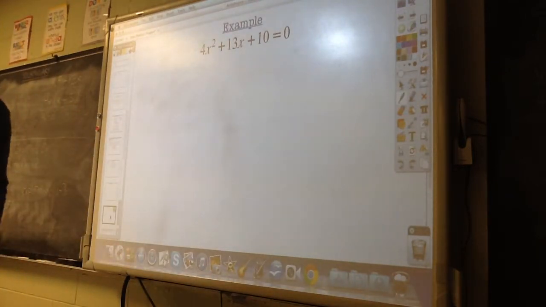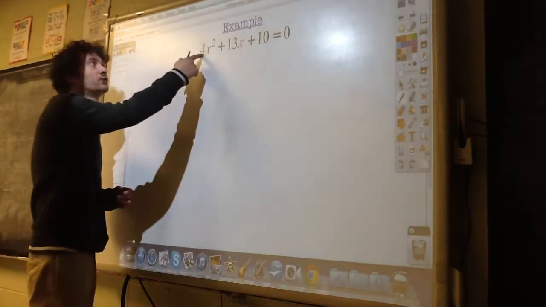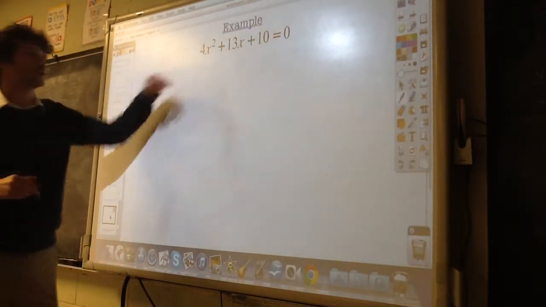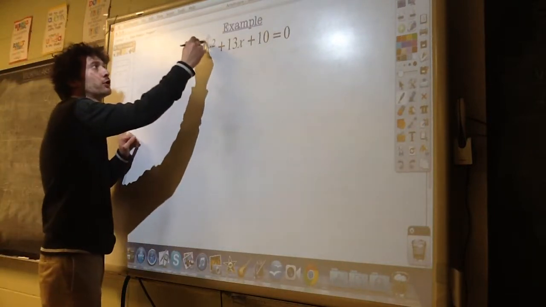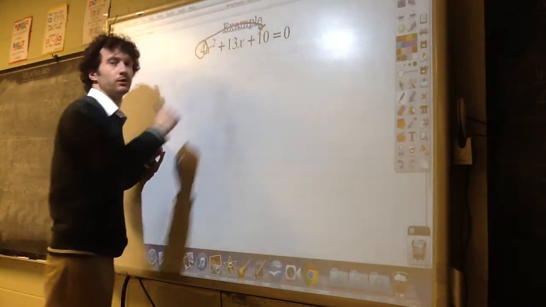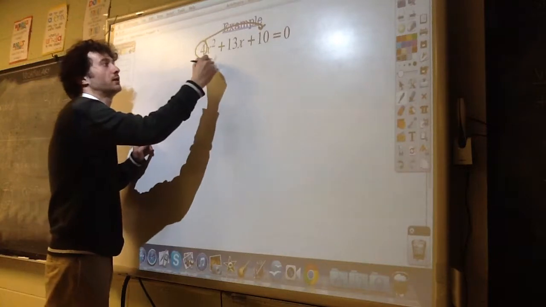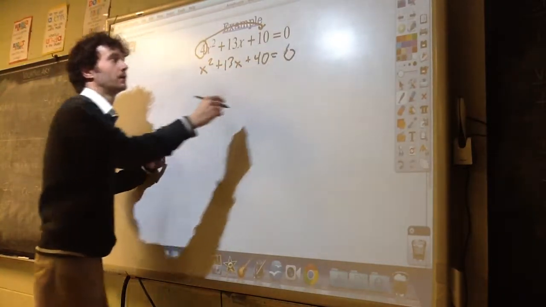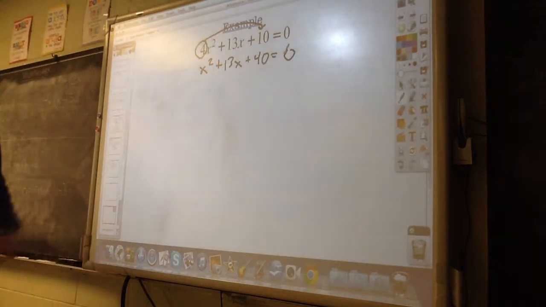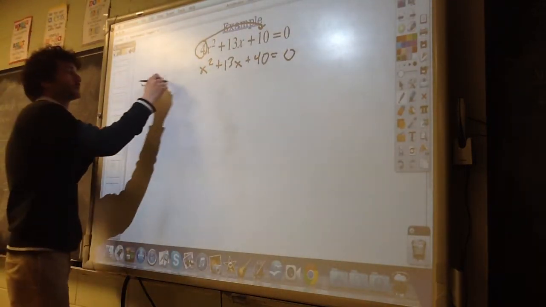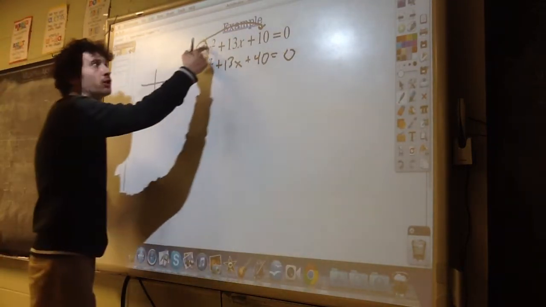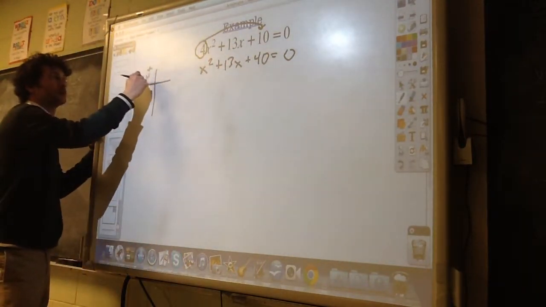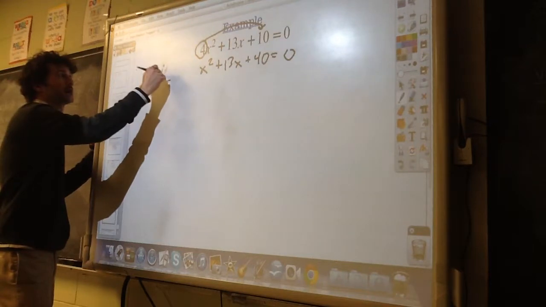So remember, if you've got a number here that's not 1, something other than 1 for your leading coefficient, this is where you circle it and you pull it away. You always multiply by the last number. So you take the leading coefficient and multiply it times the constant. And now I'm going to do the T-chart. Find things that add to be 13 and multiply to be 40.